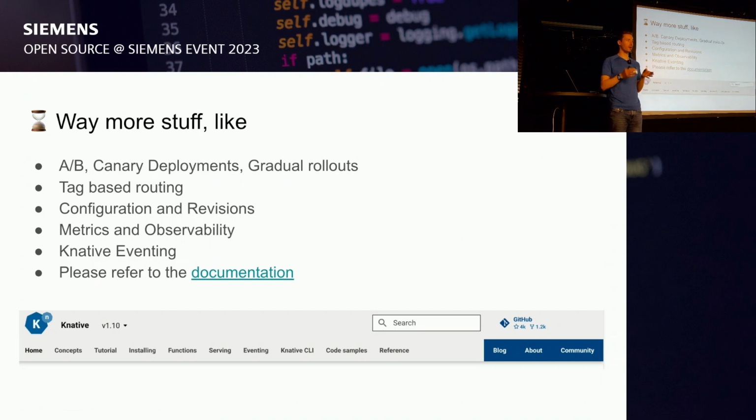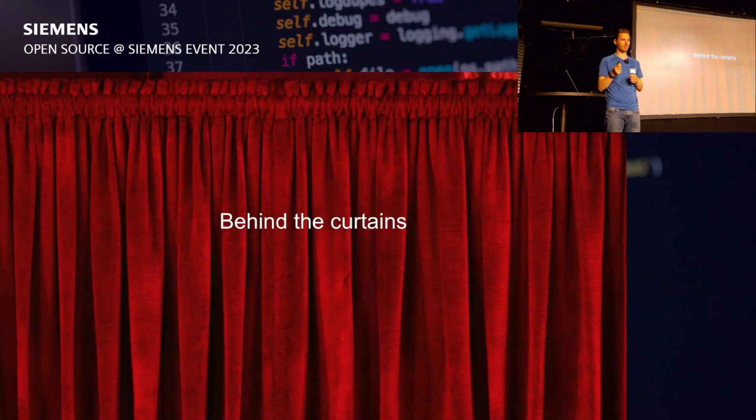So there is way more stuff in Knative. As we only have 20 minutes left, I cannot tell you all about it. It's definitely a good thing to refer to the documentation. As said, I haven't shown you tag-based routing or canary deployments or stuff like that. We can do way more there. Definitely interesting to try that out yourself. But now, the interesting part behind the scenes of open source development.